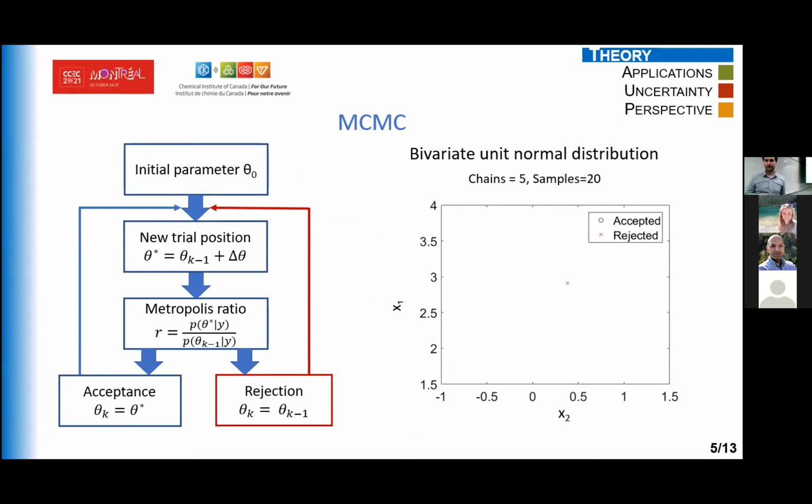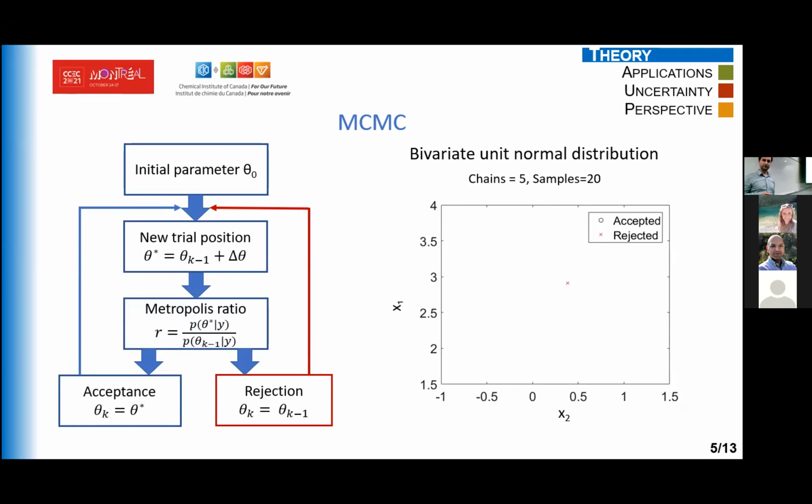So to give a simple example, to familiarize everyone with Monte Carlo, is Markov chain Monte Carlo, short for MCMC. First of all, we have an initial parameter that we give as an initial guess. Then we have a new trial position, theta star, that depends, as you can see, on theta k minus 1, which is our previous value of theta. And it depends also on a very important factor, which is a jump delta theta, about which I'm not going to talk in this presentation.